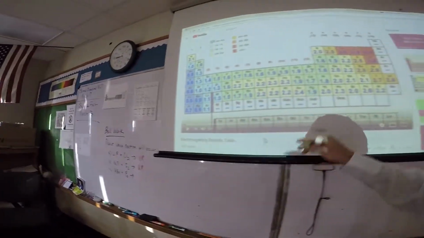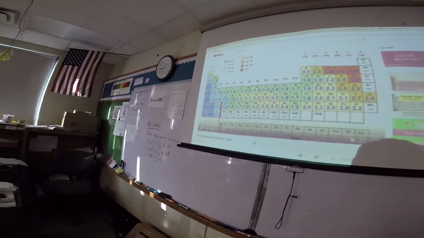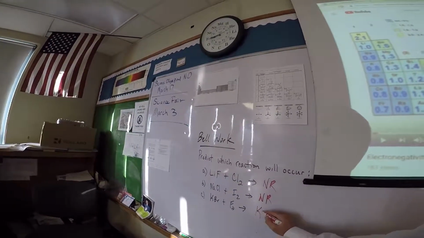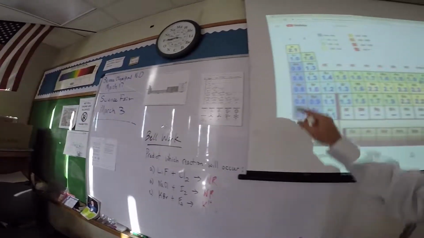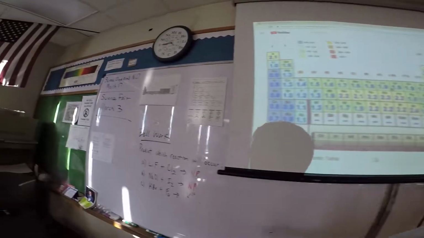Now the last one, you have bromine bonded with a 2.8. Fluorine has a 4. Fluorine is stronger. This reaction is going to occur. So it's going to be K. You have to look at the charge on the potassium. The charge on potassium is 1 positive because it's found right here in this main group. And then fluorine is 1 negative.